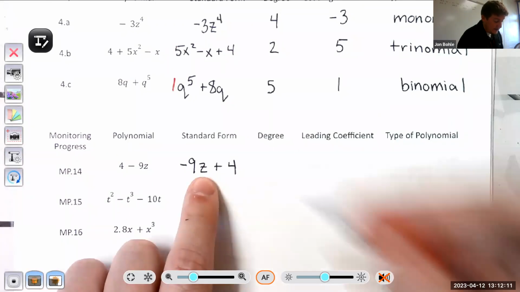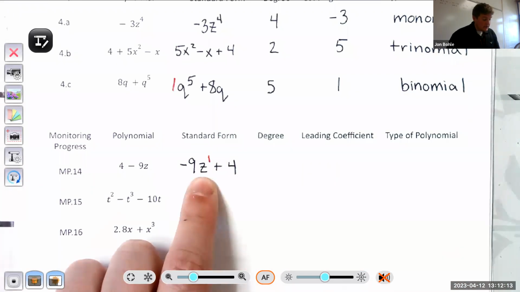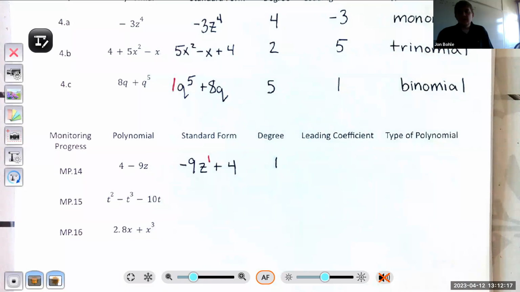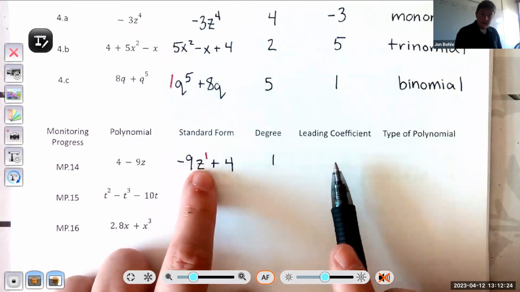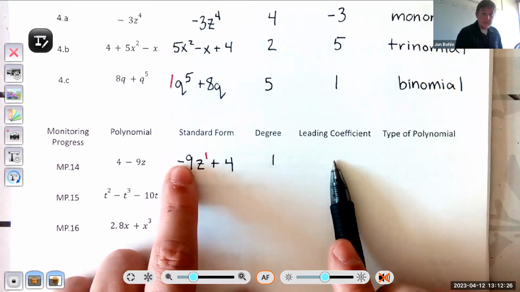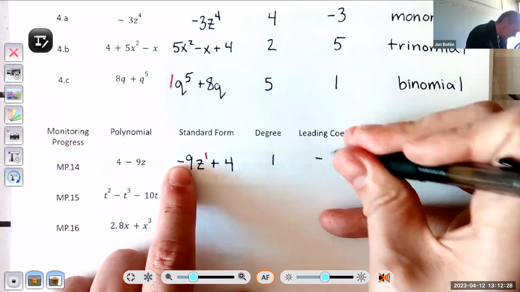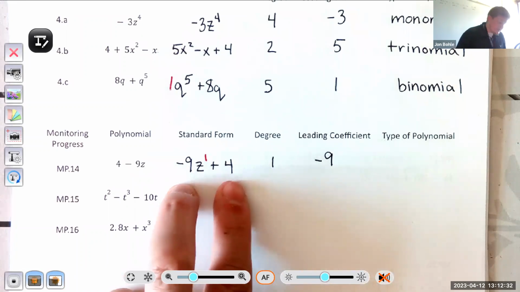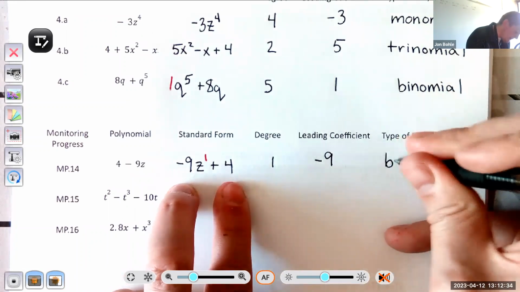Okay, I have negative 9z to the first. So my degree is actually 1. All right. So then I have a leading coefficient. Leading coefficient is the number multiplied by the variable with the degree, which is going to be negative 9. My polynomial has 2 terms. Since it's 2 terms, this is going to be considered a binomial.